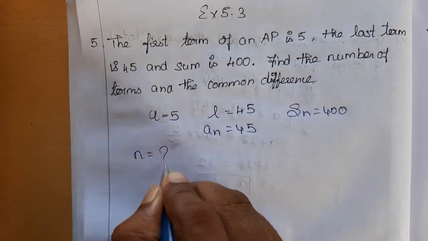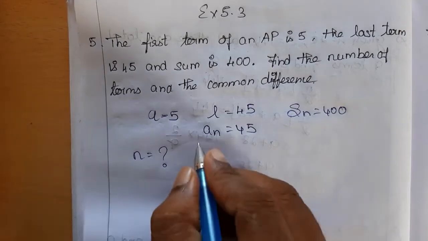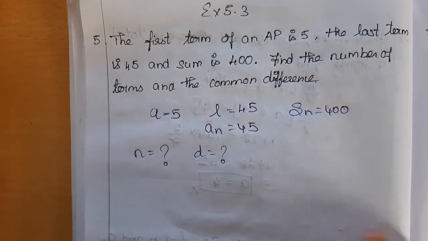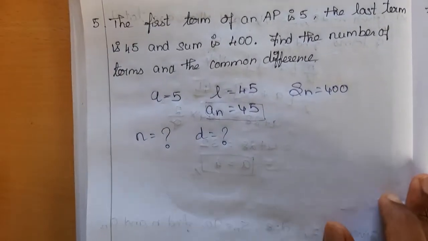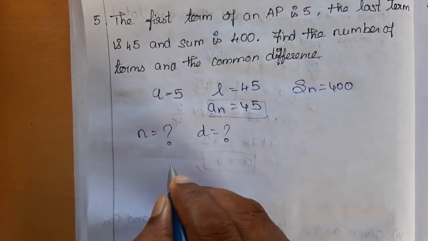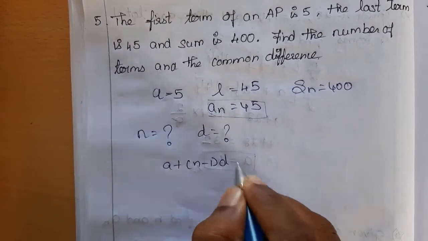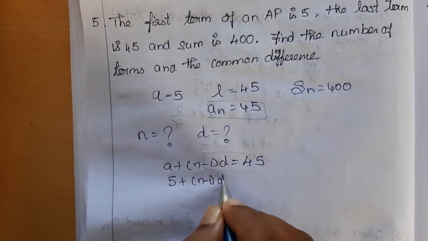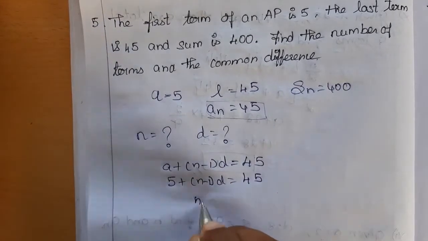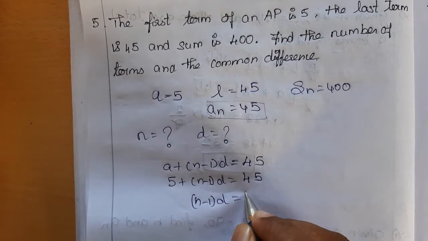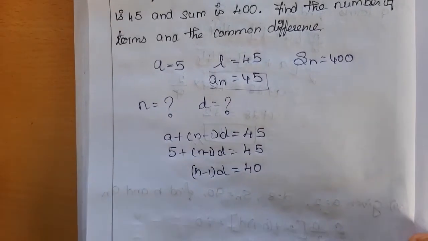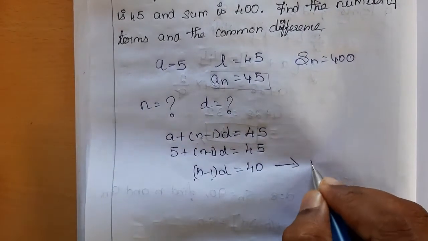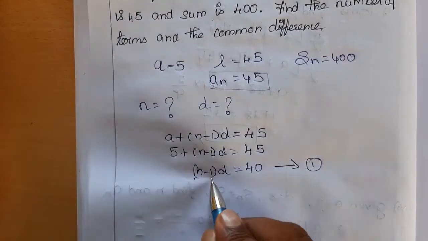So we have to find the number of terms, that is n, and also the common difference, right? So let me substitute in an and see what result we obtain. So an is equal to 45. This we can write as a plus n minus 1 into d is equal to 45. We know the value of a is 5. So 5 plus n minus 1 into d is equal to 45. N minus 1 into d is equal to 45 minus 5, which is 40. Further we cannot simplify this since we have to find n and d, so let me keep it as equation 1. After finding either value, we will substitute here.